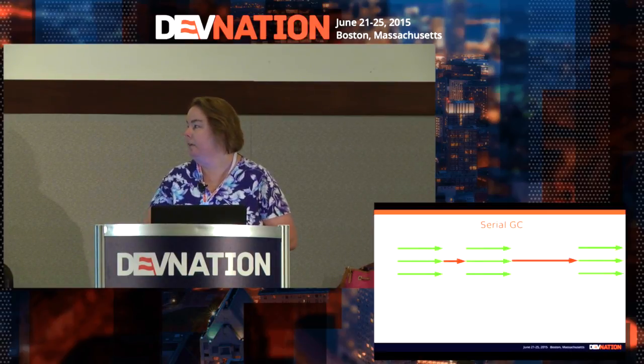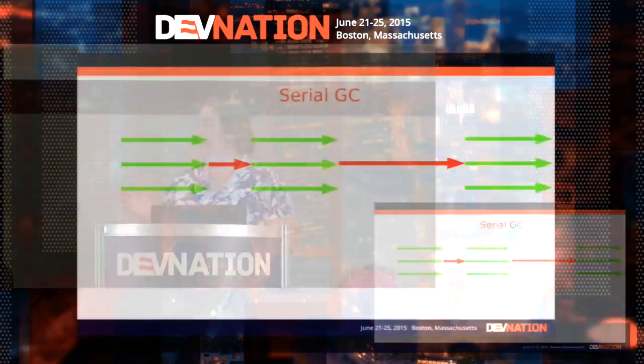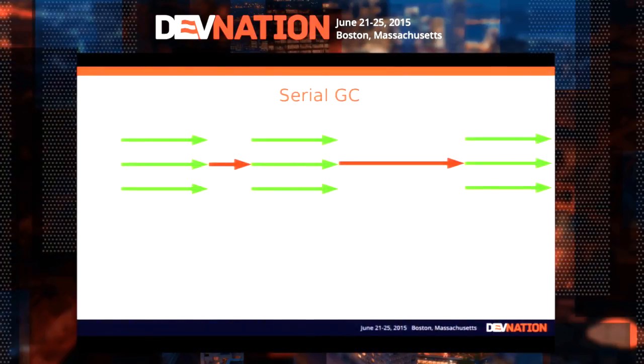So here's just a pictorial of what the serial GC looks like. The green threads are your Java threads. You've got a bunch of them running along, they stop. They do a small collection, a young generation collection, and that's the red pause where no Java work happens. You do some more Java work, and then you have an old generation collection which stops for even longer.